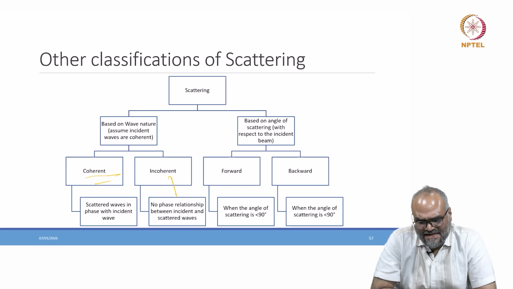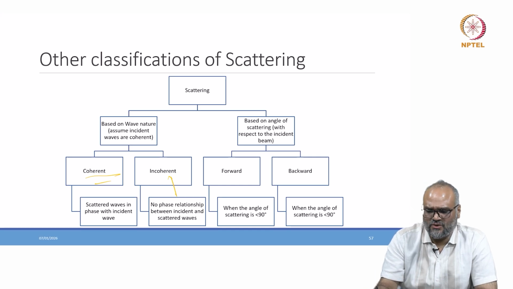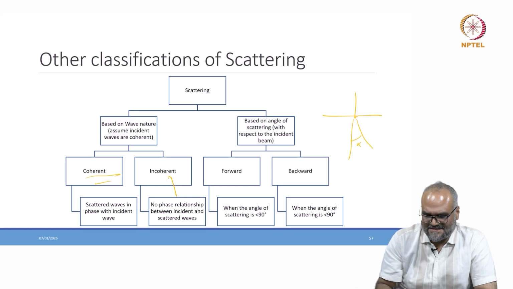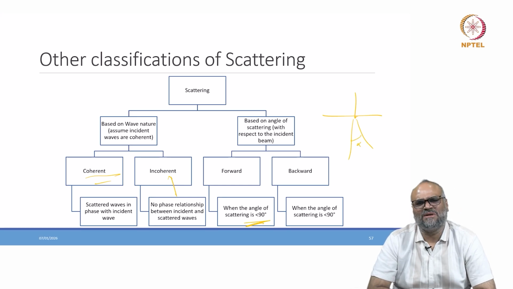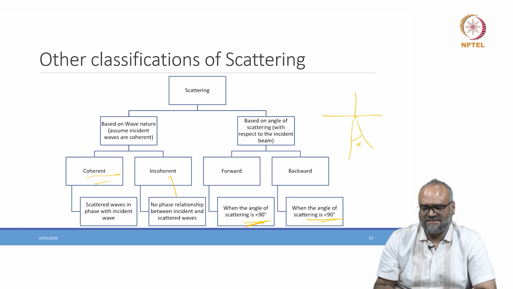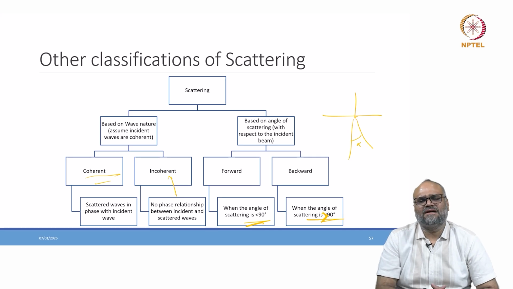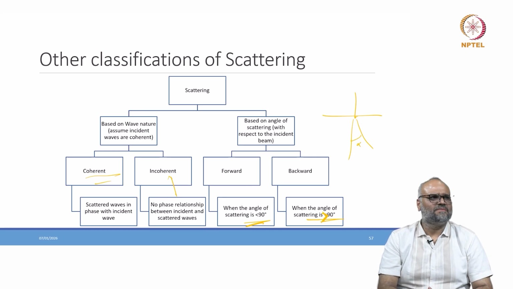Based on angle of scattering, like I just defined a short while ago, if my angle of scatter alpha is less than 90 degrees, I call it forward scatter, and if it is greater than 90 degrees, I call it backward scatter.